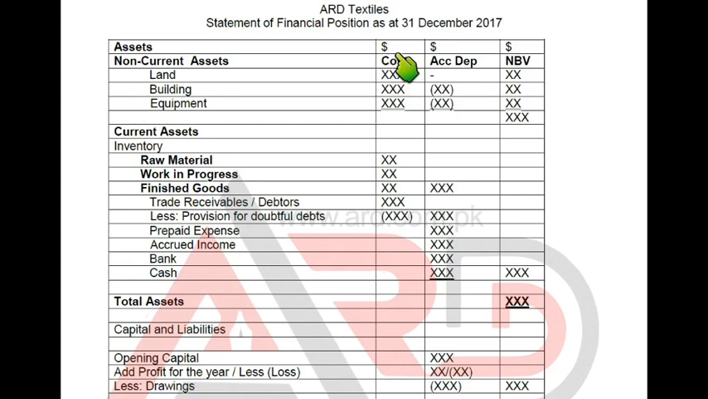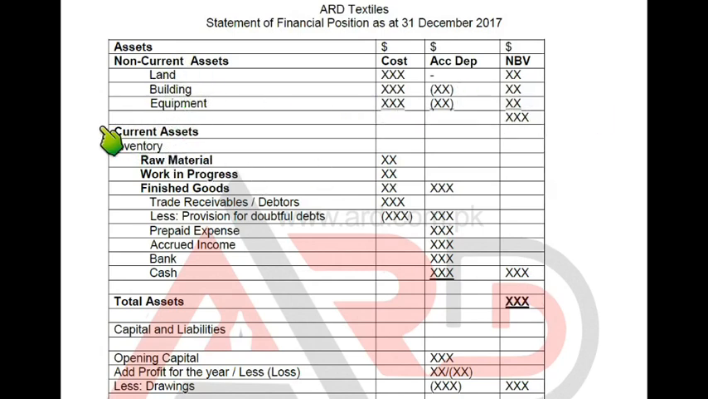Cost means the original cost at which we bought the asset previously. Accumulated depreciation, which is also known as provision for depreciation, means how much depreciation has been charged to date on these assets, and net book value is the difference between the two. This means this is the value that is remaining in our books for non-current assets after all the accumulated depreciation has been deducted. So you know how to calculate these figures.